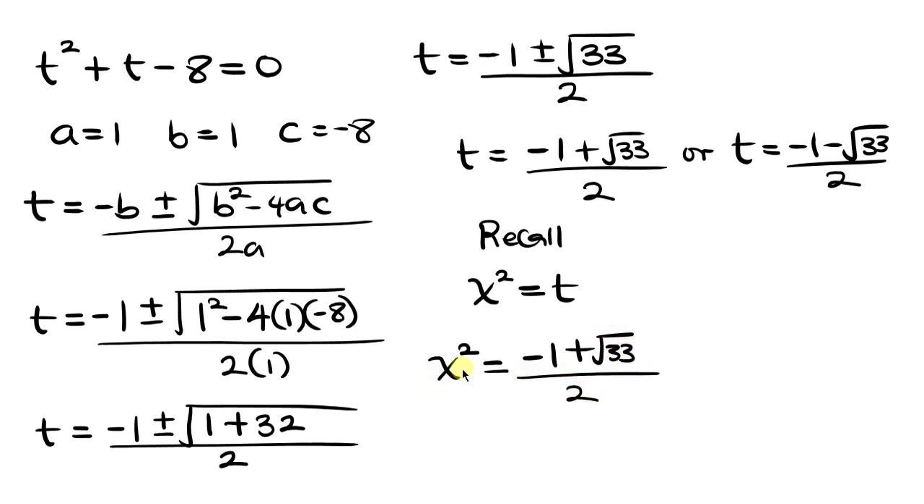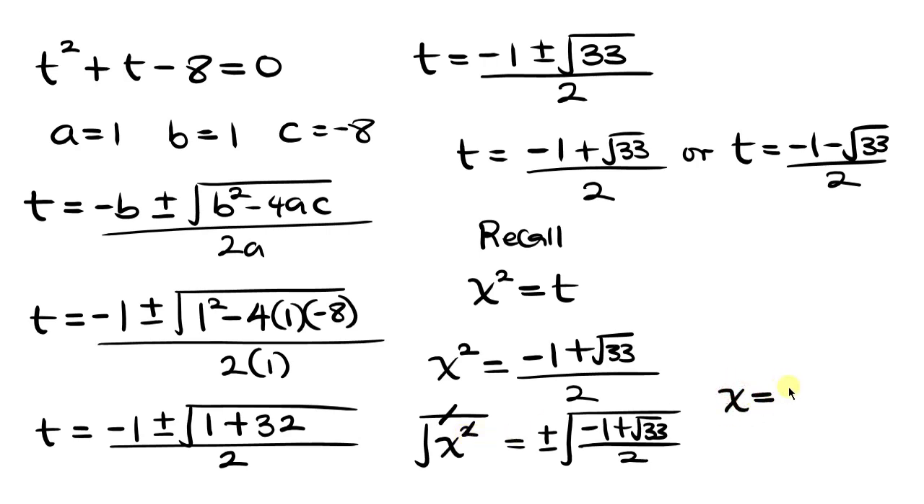Now to get x, I'm going to be taking the square root of both sides. So taking the square root of the left, and I also take the square root of the right, which leaves plus or minus square root of -1 plus root 33 all over 2. Now notice that square root can cancel off square, leaving behind x to be equal to plus or minus the square root of -1 plus root 33 all over 2. So we have two values of x from here.